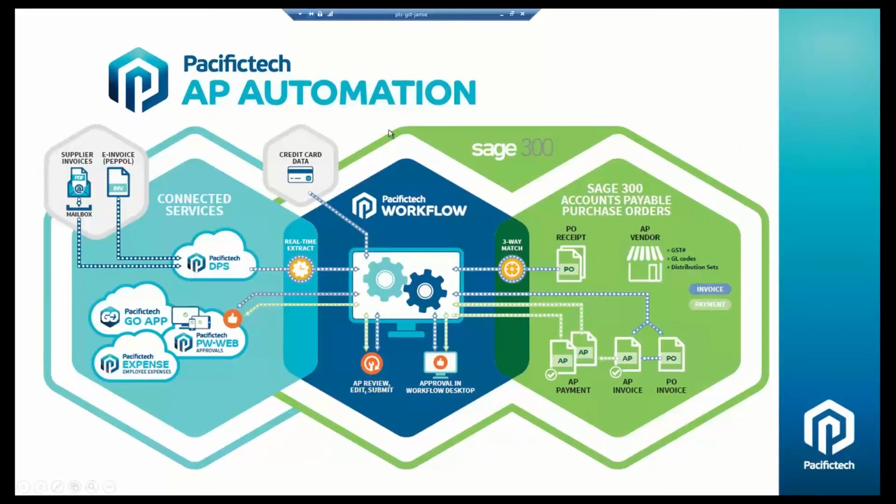Right, now just this next one is AP automation, so we'll just touch on that quickly. This is the automated data capture of invoices. The invoices come in by email, our DPS system will extract that data and create the transaction within payables workflow, ready for AP to review it.